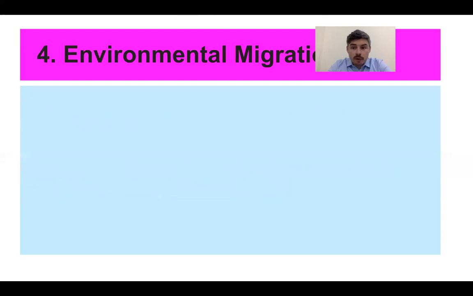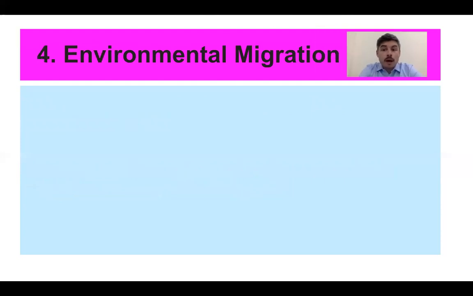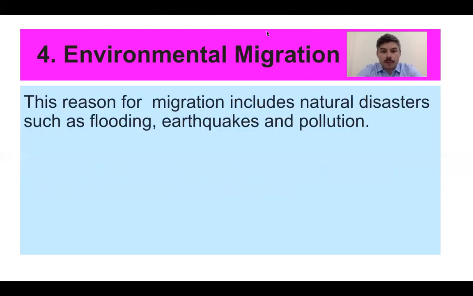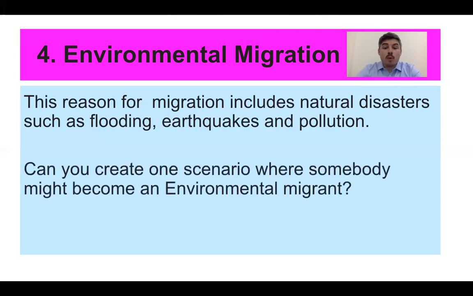Finally, environmental migration. So this is all to do with the environment. And the reasons for this migration include natural disasters such as flooding, earthquakes, and pollution. So people whose homes are in danger or destroyed due to these types of disasters or pollution. Again, can you create one scenario where somebody might become an environmental migrant?